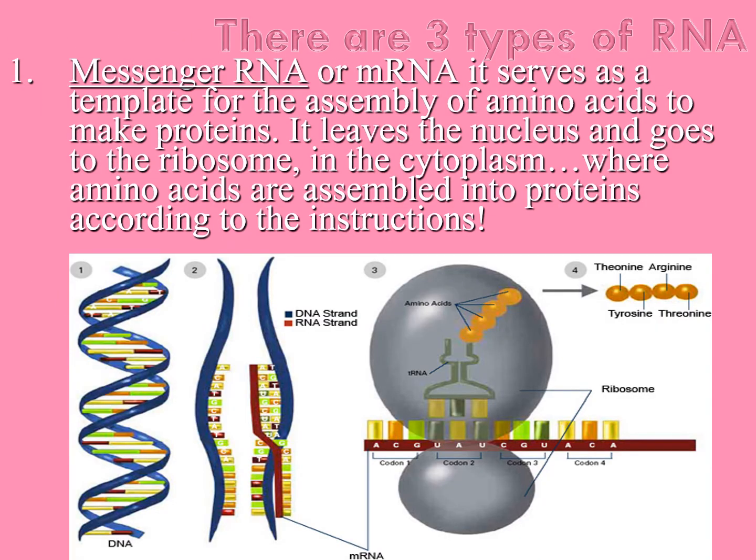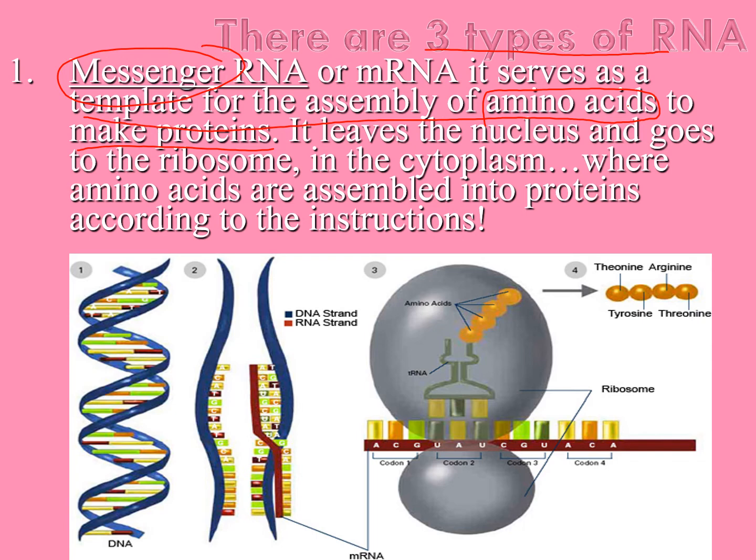All right, so now there's 3 types of RNA. The first RNA we want to talk about is messenger RNA. Messenger RNA is the RNA that serves as a template for the assembly of amino acids. This is how we make our proteins, because remember, amino acids make up our proteins, right? So mRNA is going to get the amino acids in the right order to make those proteins.